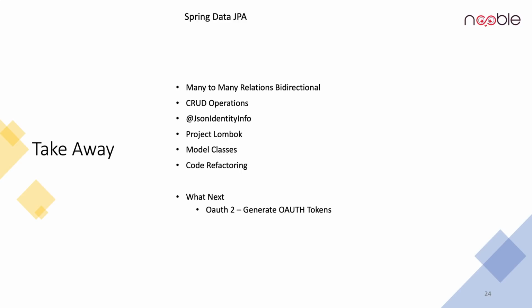And we looked into JSON identity info. We replaced JSON ignore and JSON managed reference with JSON identity info. And again we replaced JSON identity info, did some code refactoring and used model classes. We also learned about Project Lombok, and we saw how we can write the getters and setters using annotations. And we created model classes to facilitate transfer of data in a structured manner. We also did a bit of code refactoring for the delete operation.